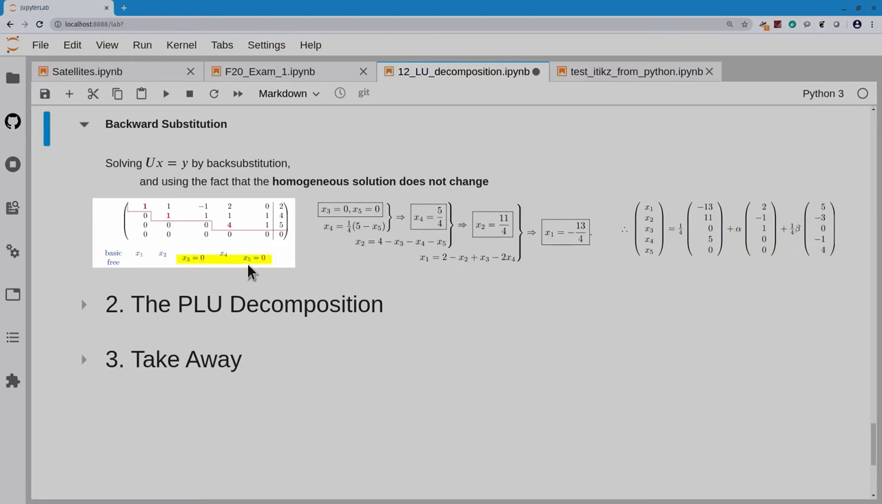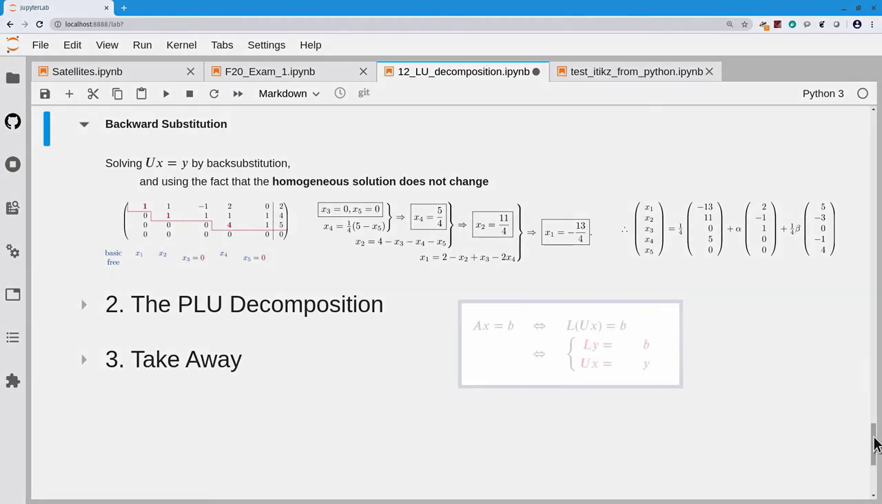So set x3 equals 0, x5 equals 0 in our back substitution algorithm, and then do back substitution as usual to get our new solution. Of course, checking our solution is the same as before. The particular solution has to solve Ax equals b, so we can simply plug it into our original equation to check that indeed we get the right-hand side. And each of the vectors in the homogeneous solution has to satisfy Ax equals 0, so we can plug those in as well and make sure that indeed we have the right solution.